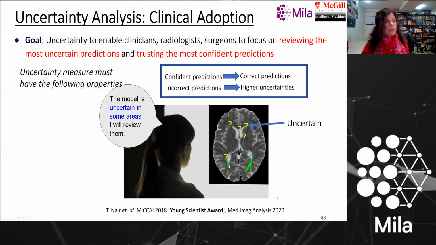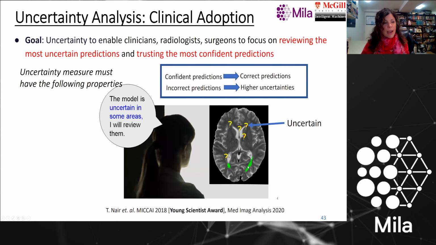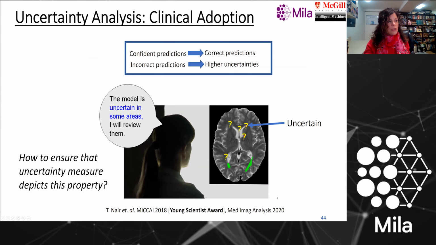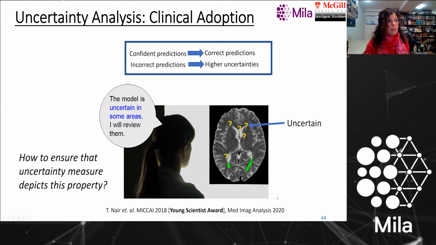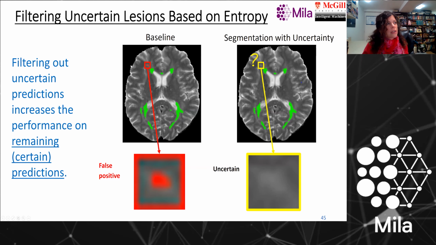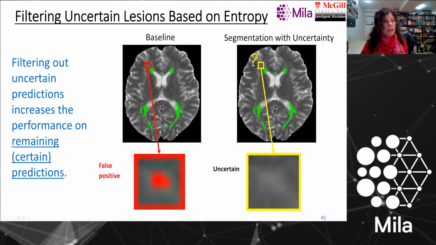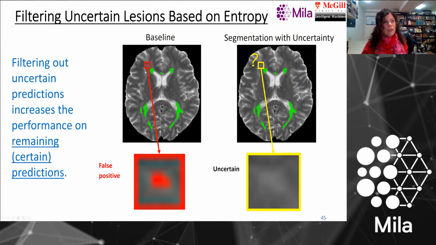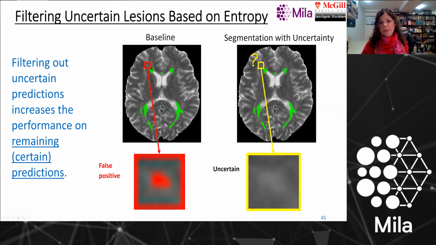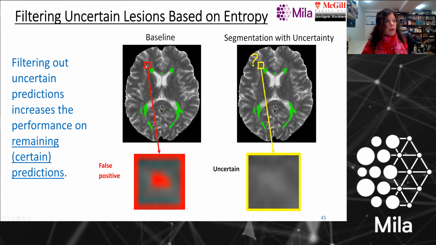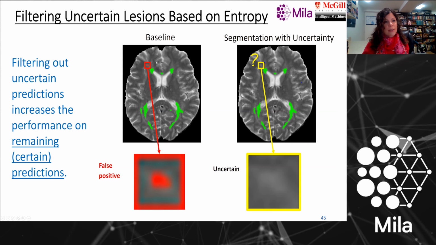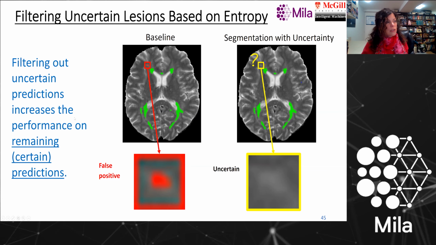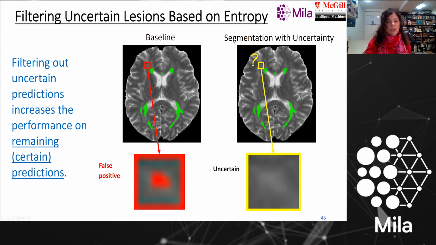So our uncertainty measures must have the property that when they're confident, they're correct, but when they're incorrect, they have higher uncertainties. And so how do we ensure that our uncertainty measure has this property? Here is the baseline image. You can see that there's one false positive. But if we reduce the uncertainty threshold, in other words, we remove the most uncertain predictions, these actual false positives and false negatives then become uncertain. That means that when we filter out these uncertain predictions, the performance on the remaining certain predictions should increase, which is what we showed.